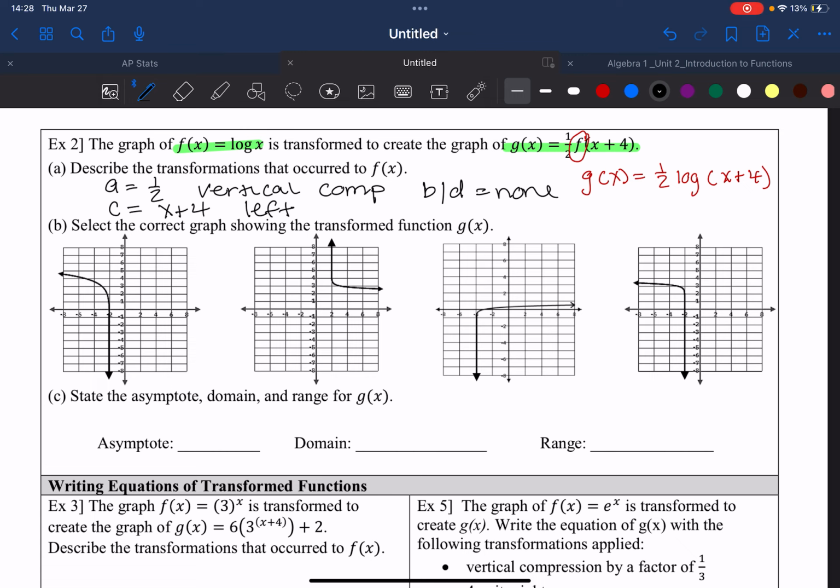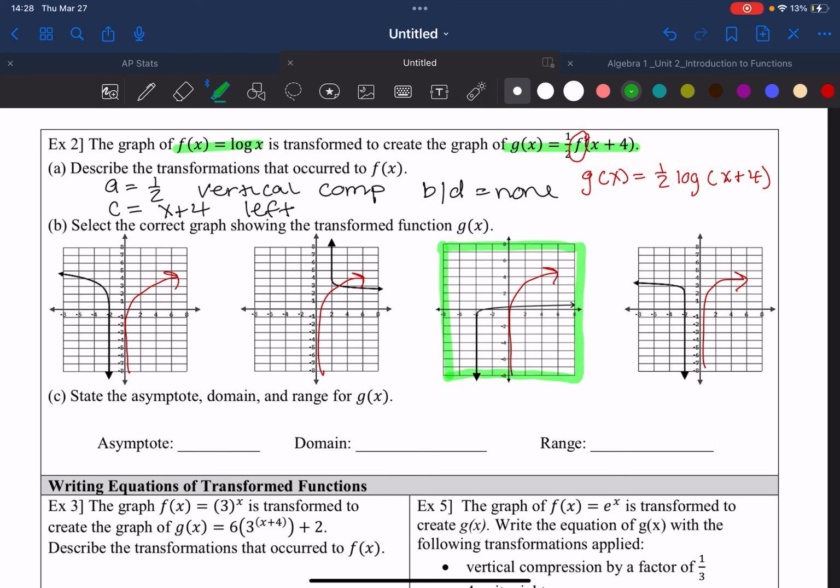Then it wants me to select the correct transformed graph. So if you recall from above, the parent function of log of x looks like this. So what I'm going to do is draw that parent function on every single graph. And I'm going to be able to choose which graph shows the correct transformations of a vertical compression, so something getting squished down and then moved to the left. And if you notice, it's this graph right here.